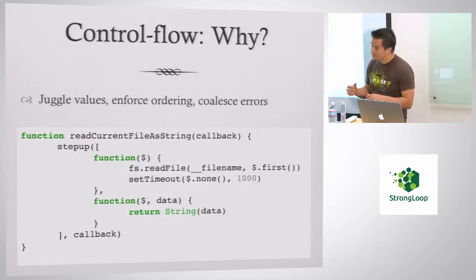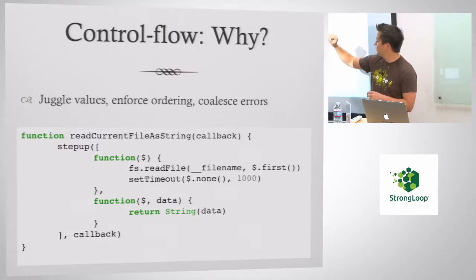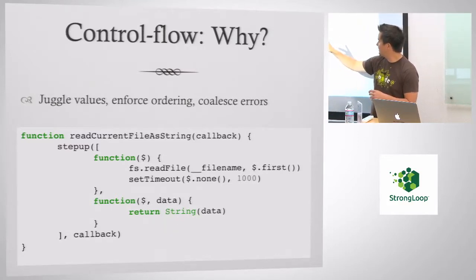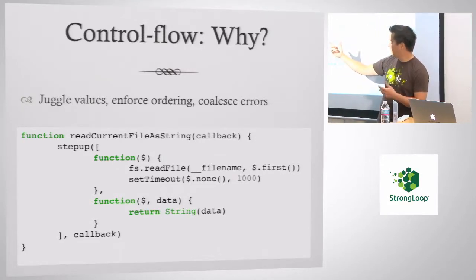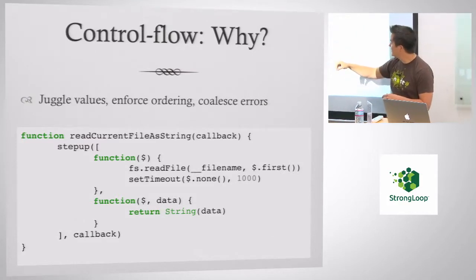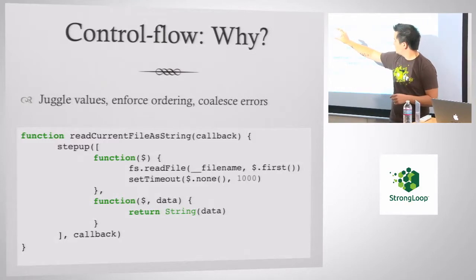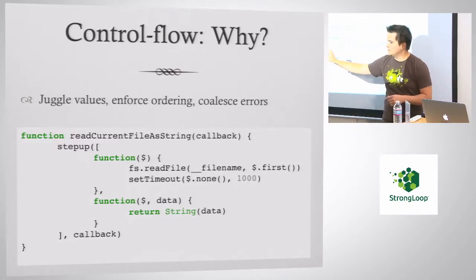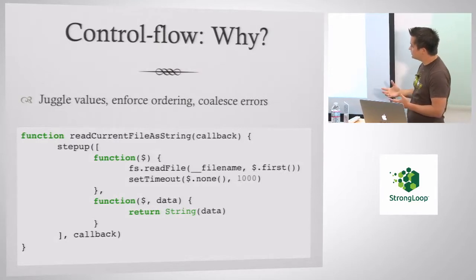But my example here is basically to show you that I'm juggling values. In this one I want to grab just the first value, and in this one I don't want to grab any values at all because set timeout doesn't return any values anyway. But I'm also maintaining ordering by saying do these in parallel first and then proceed and go down here and do this as well. And then additionally, I'm coalescing errors.